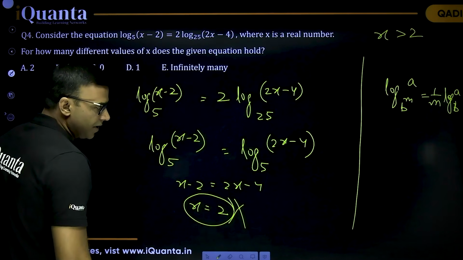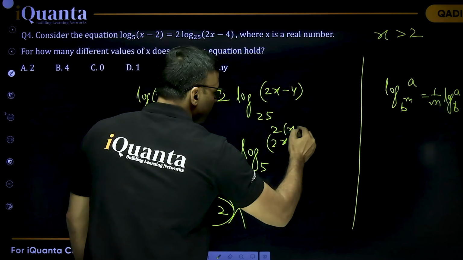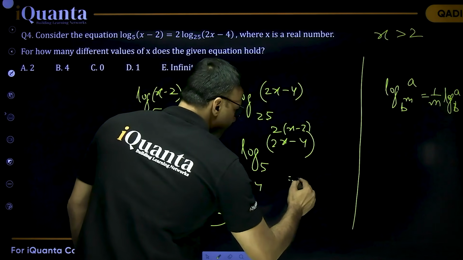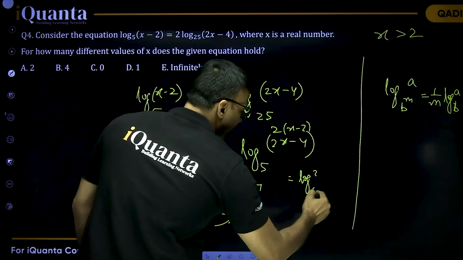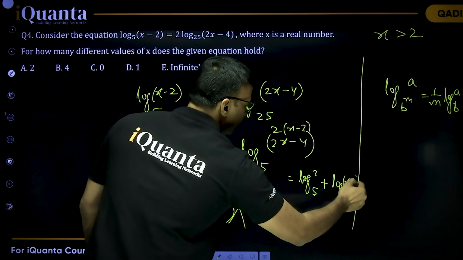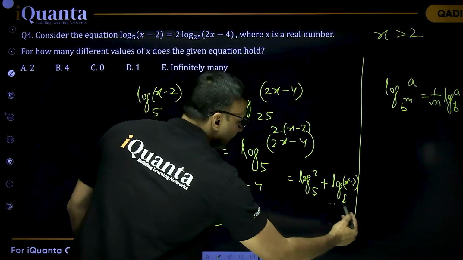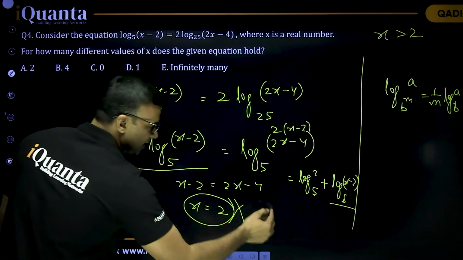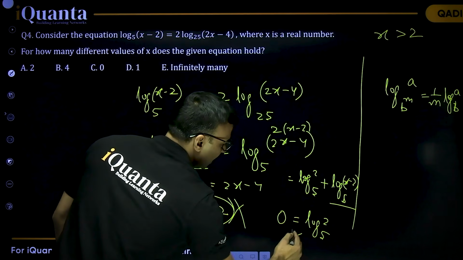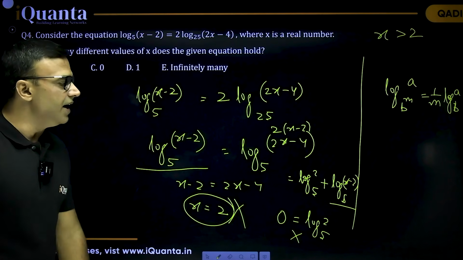There's another thing that you can do. You can write this 2x minus 4 as 2 into x minus 2, and you can separate it. How will you separate it? You can write this as log 2 to the base 5 plus log x minus 2 to the base 5. And the other side is log x minus 2 to the base 5. So this is cancelled. So that means if I cancel it, it will be 0 equal to log 2 to the base 5. That again is invalid. So whether you do this or you do this, in any case you see that this is an invalid situation.